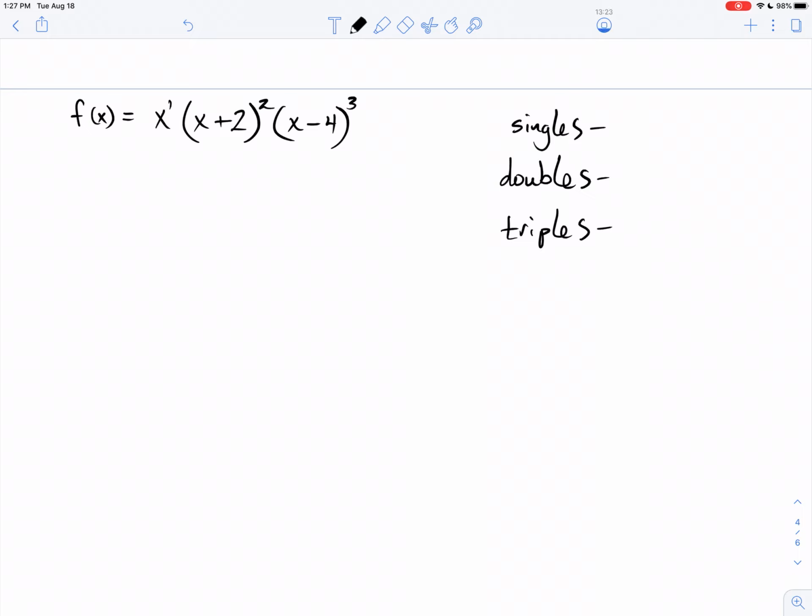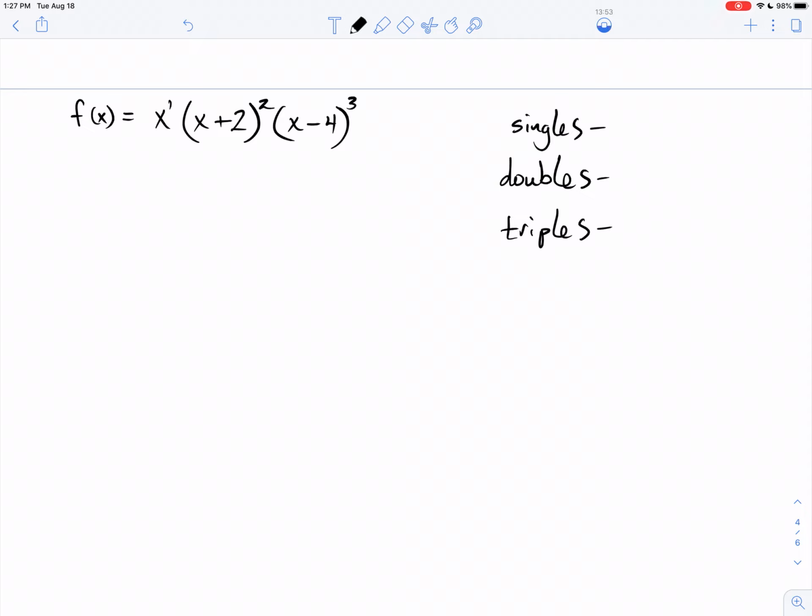And by the way, if you know what doubles do, you would know what 4th, 6th, 8th, 10th, 12th, 14th, 16th power things do too. If it's even, it behaves the same way as a double. And if it's odd, like triple, 5, 7, 9, quintuple. Anyway, those all behave the same.